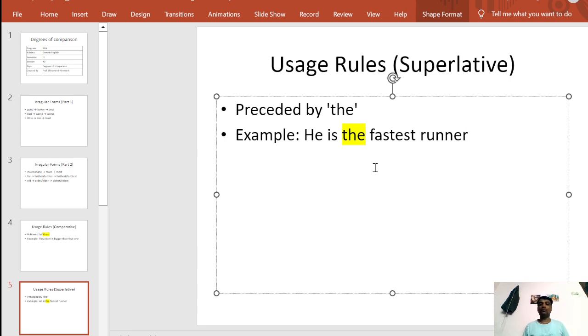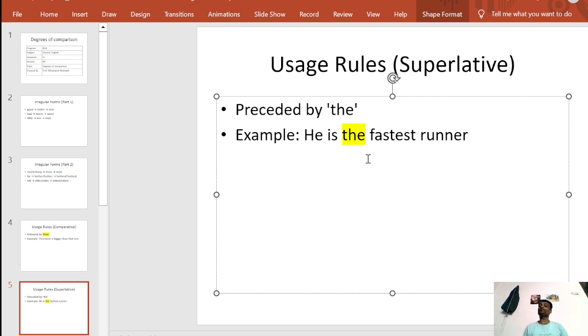Just a discussion for 1 minute. Because whatever you say or highlight in the superlative degree, it will be only one among the whole group of the same category. Whatever you tell will be the unique one. So that uniqueness is identified by the definite article, the. He is the best boy in the college. He is the best player in the team. He is the best leader among all the leaders. Right.